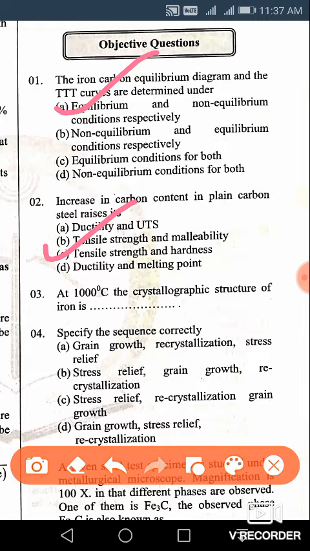Next, at 1000 degrees centigrade, the crystallographic structure of iron is austenite. So your answer is austenite. That is your gamma.